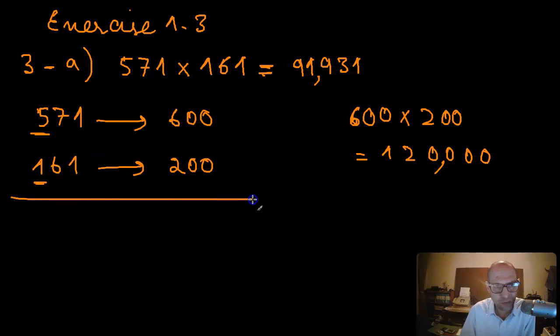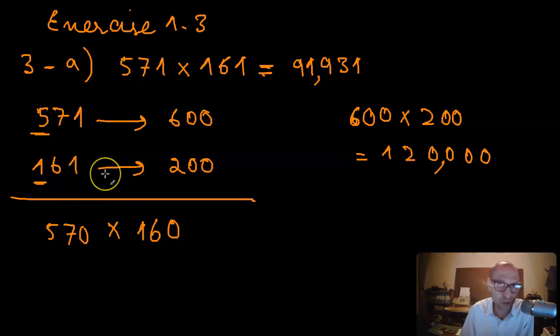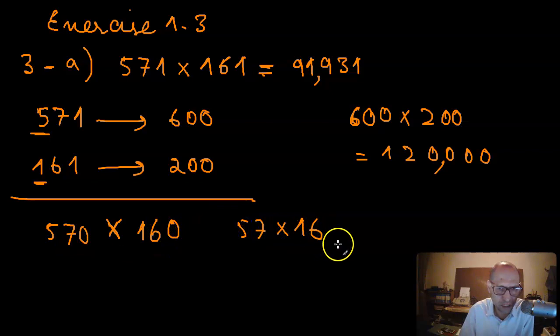meaning that if I round the numbers to the tens place value, the 571 becomes a 570, 161 becomes 160, right? Of course, the difference would not be much, meaning that the difference between these numbers would be just a 1 and just a 1. So the estimate would be very close. But then still you would have to do the operation, meaning that you now have to multiply 57 by, for example, a 16, and then add two zeros to that, of course.